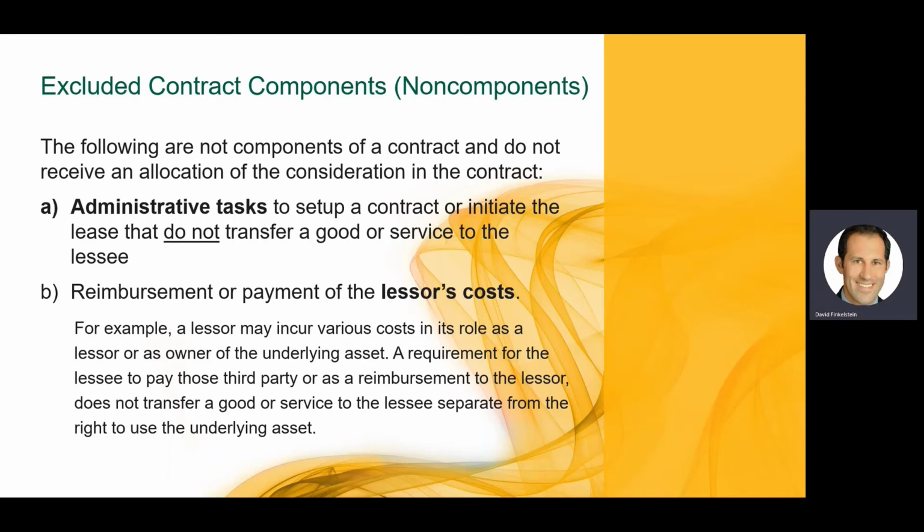Now, for non-components, we consider these excluded contract components. Items that are not components of a contract and do not receive an allocation from the consideration of the contract are things such as administrative tasks in which you would set up the contract or initiate the lease that does not specifically transfer a good or service to the lessee, or items that are reimbursed or payment of the lessor's cost. Again, as we previously mentioned, items such as paying their insurance or property tax as part of the lease is what's considered a non-component.